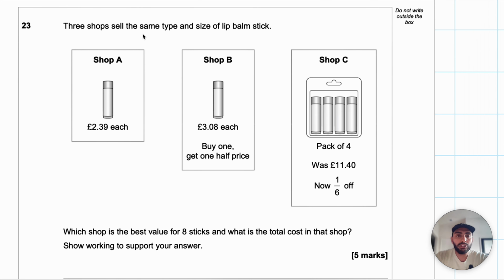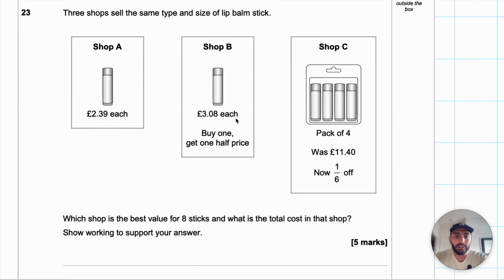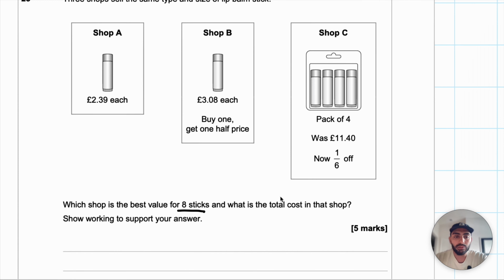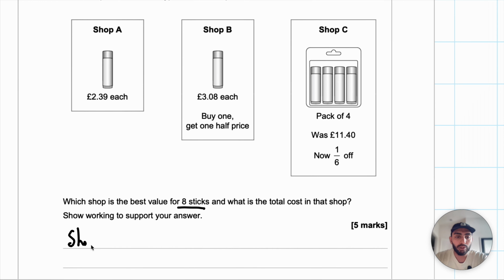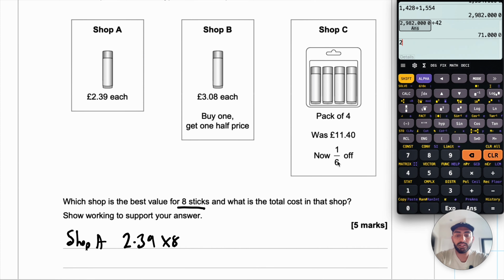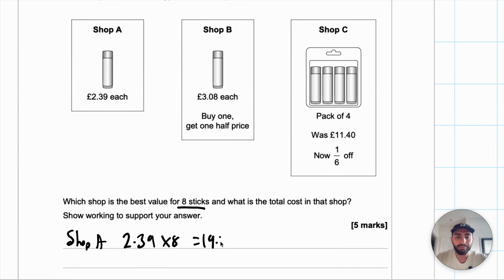Question 23. 3 shops sell the same type and size of lip balm stick. So we've got shop A, shop B, and shop C. Which shop is the best value for 8 sticks, and what is the total cost in that shop? So let's do each shop one at a time. We'll do shop A first. Each lip balm is costing £2.39, and we multiply that by 8 because we want 8 sticks. So £2.39 multiplied by 8, which is £19.12.